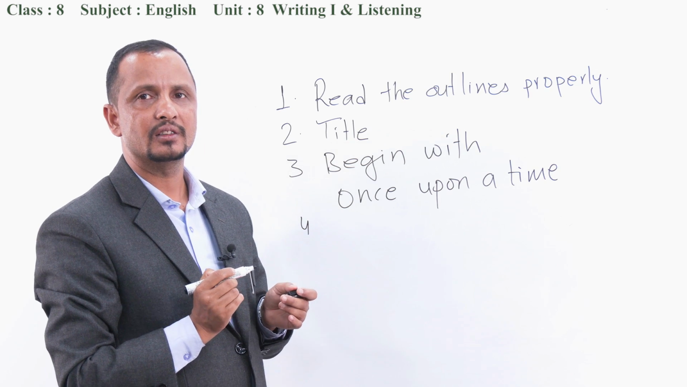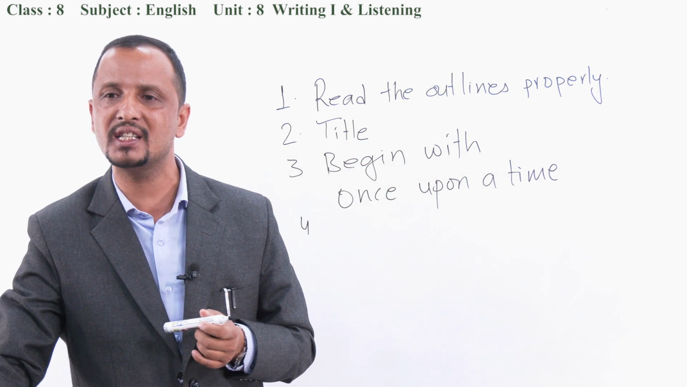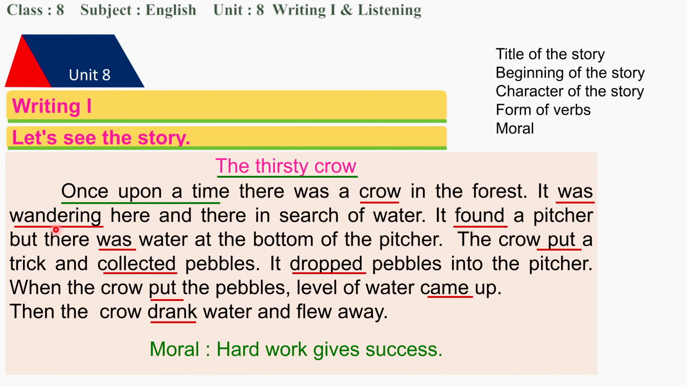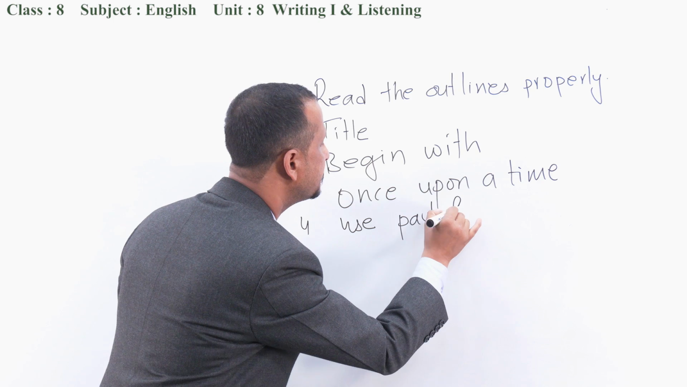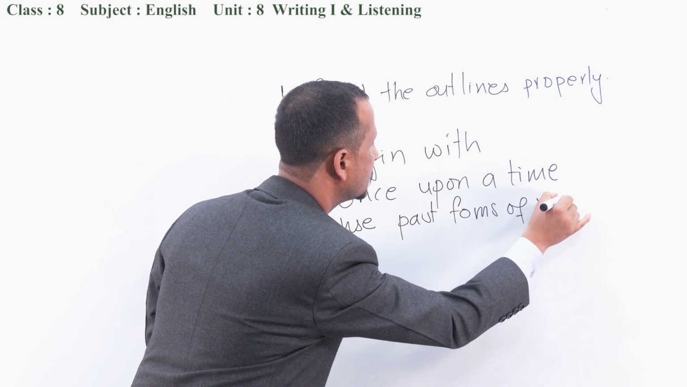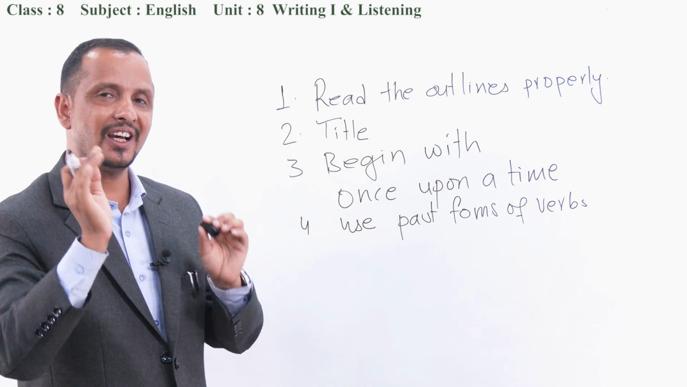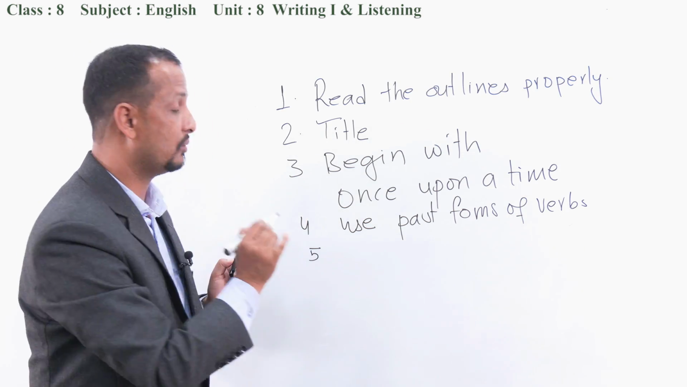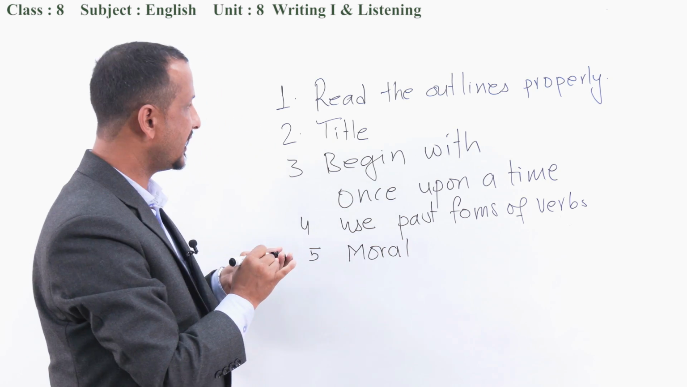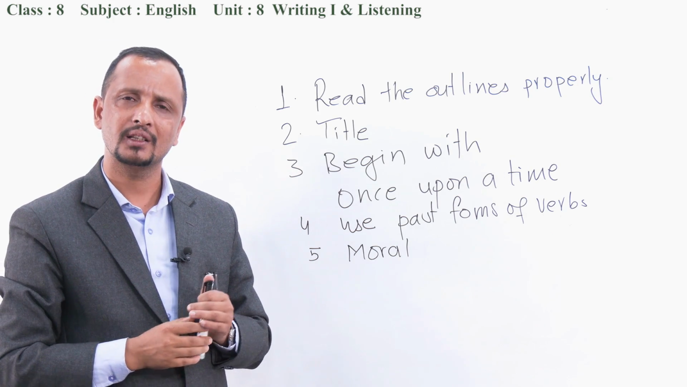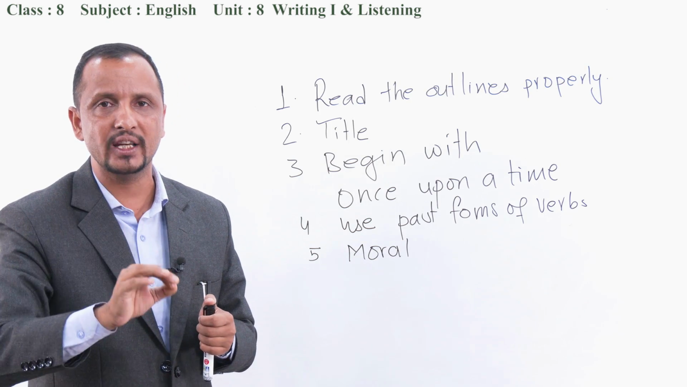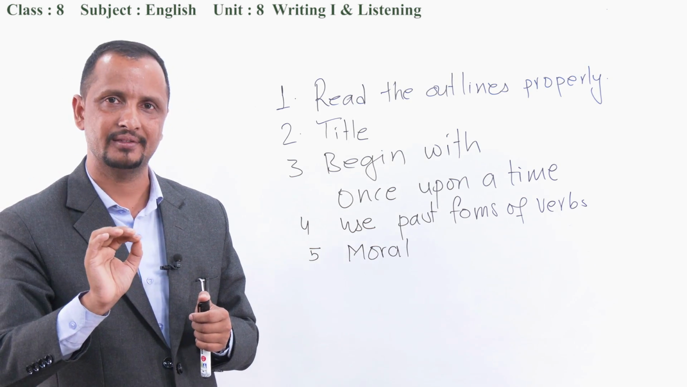Number four, generally which forms of verbs are used here in the story? Just as we are looking here, yeah, past tense, just the past form of the verb. So better to use the past form of the verbs. And finally, you have to give a suitable moral. What you have to write? Moral. So in this way, if you follow, then you can write a good story. Similar kinds of activities we have to do here in our writing section. Okay?